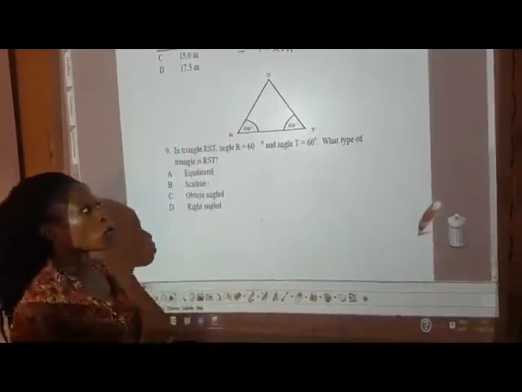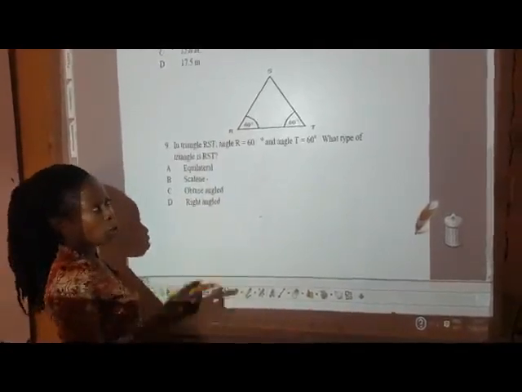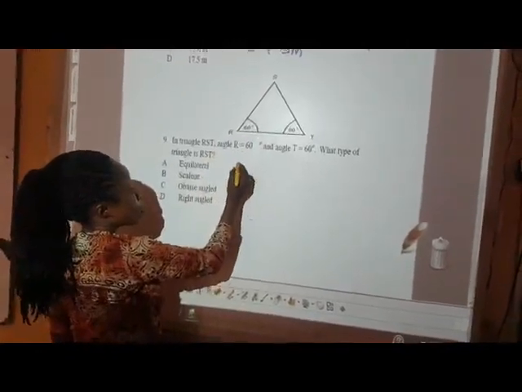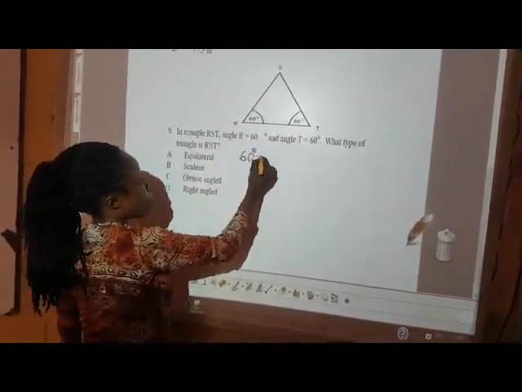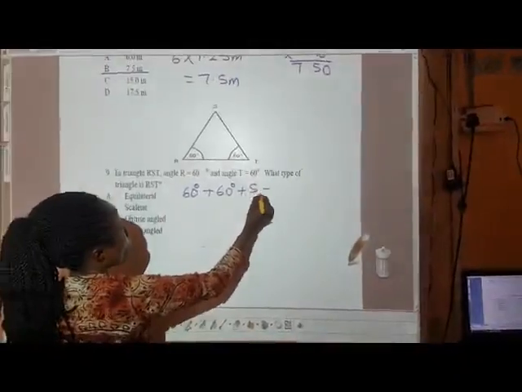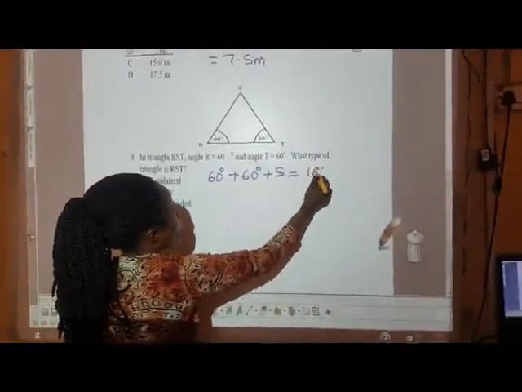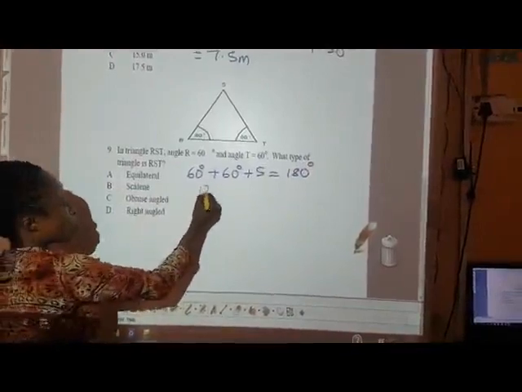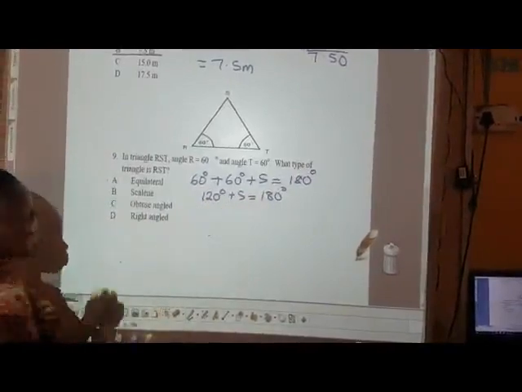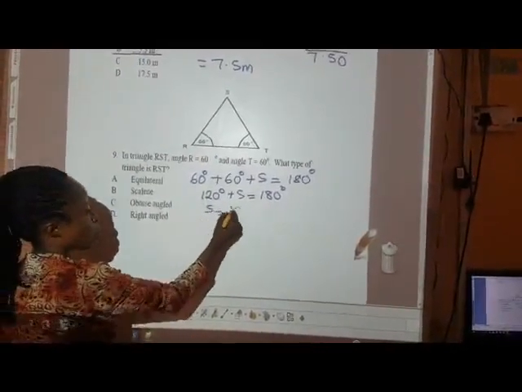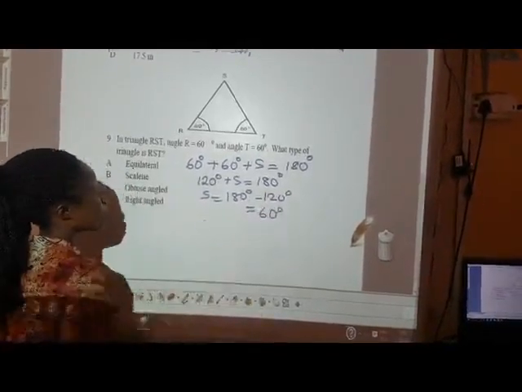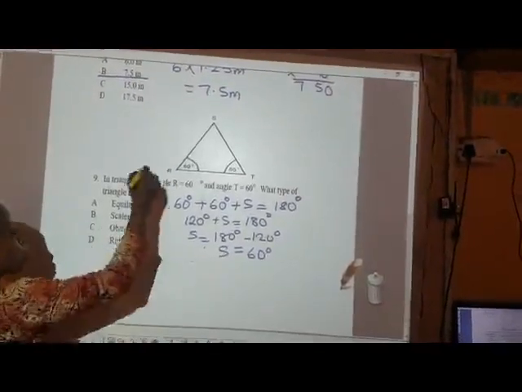Remember, the total of the angles in a triangle is 180 degrees. So let's add 60 degrees, which is for R, plus 60 degrees, which is for T, plus S, which is unknown, equal to 180 degrees. 60 plus 60 is 120 degrees plus S equals 180 degrees. Then you subtract. S will be equal to 180 degrees minus 120 degrees, and that is equal to 60 degrees. That means angle S is equal to 60 degrees.